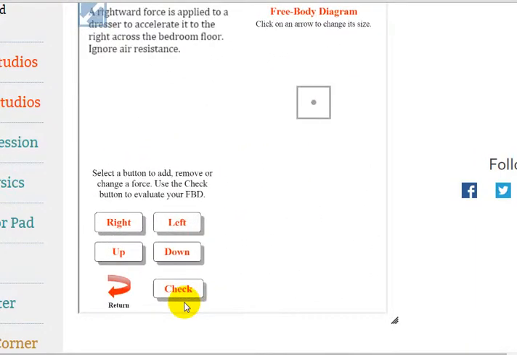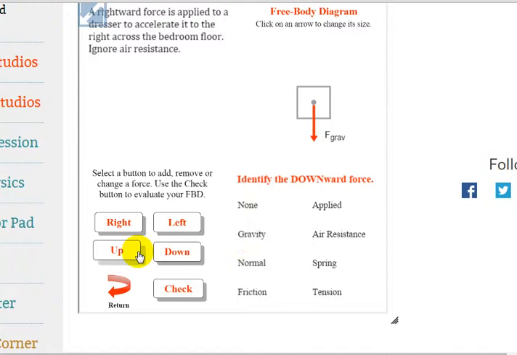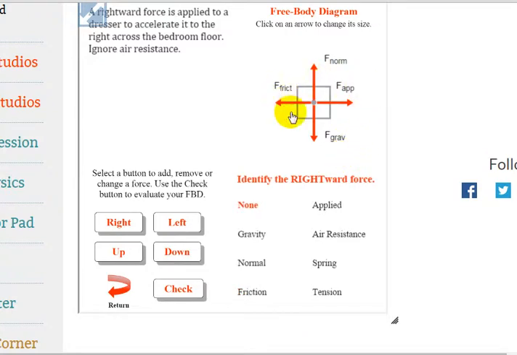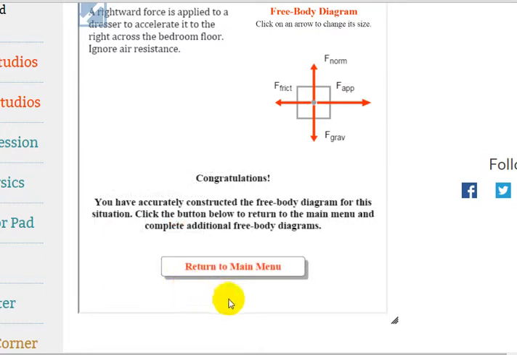Situation 9, a rightward force is applied to a dresser to accelerate it to the right across the bedroom floor. So it's very similar to the previous one, except this time it is accelerating, which means that there is an unbalanced force. So friction working against us, applied force looking to the right. Now to ensure that I have an unbalanced force to the right, which causes it to accelerate, click on that arrow, make it a little bit longer, so we can see that up and down balance. Friction will balance some of the applied force, but there'll be a little force left over to cause it to accelerate due to an unbalanced part of that force.